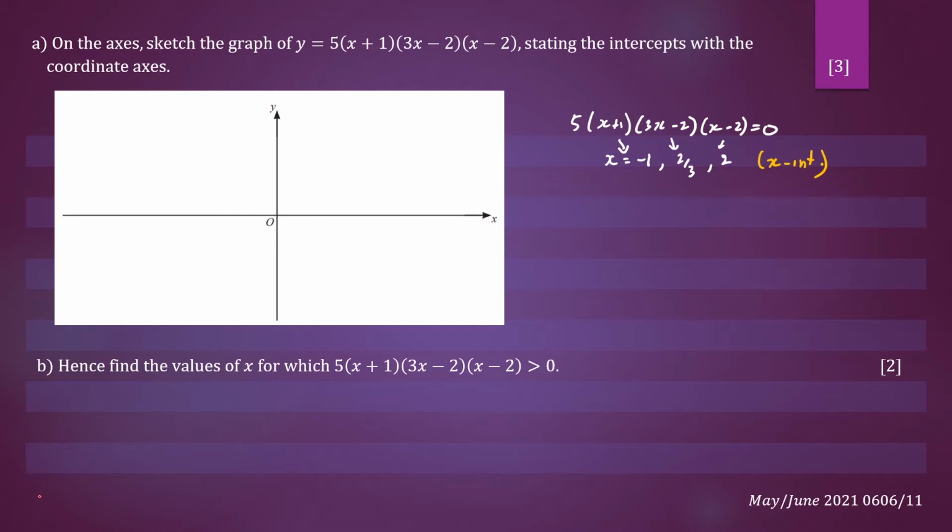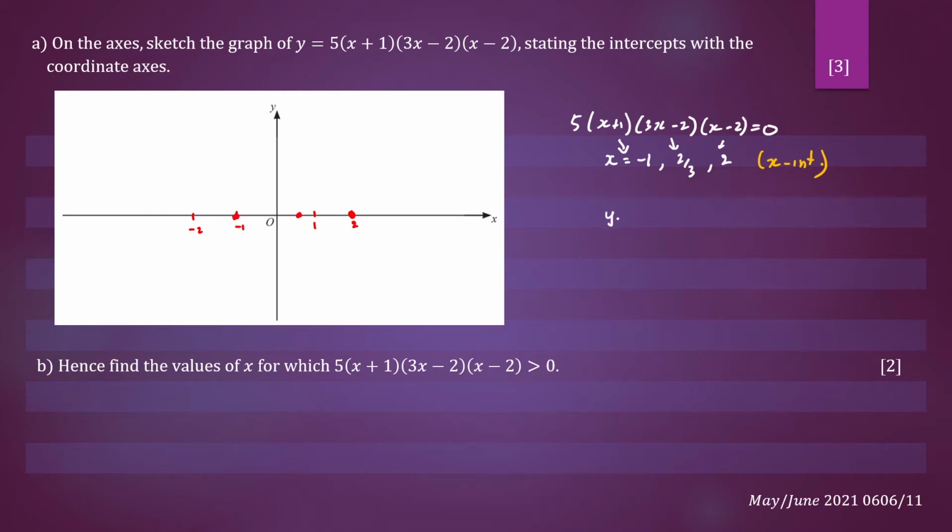So let's mark them as 1, 2. So this is 1, this is 2, this is -1, this is -2. So we'll mark on 2 here. And we have 2/3, so that's about here. And we have -1 here.